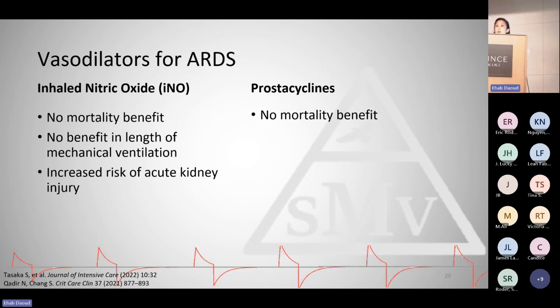Prostacyclins, again, no mortality benefit either. Again, epoprostenol is your prostacyclin. It'll improve your PA pressures, make you feel better, but clinically, is it going to make a difference for your patient getting out of the hospital? That's the part that is yet to be seen.